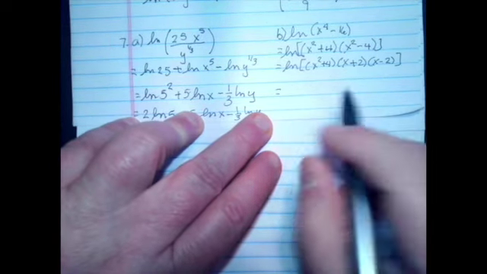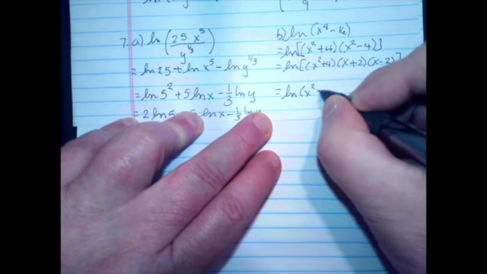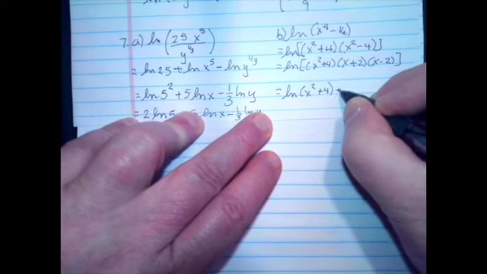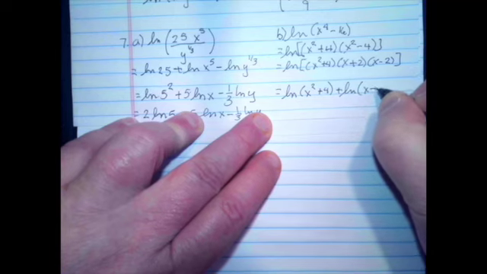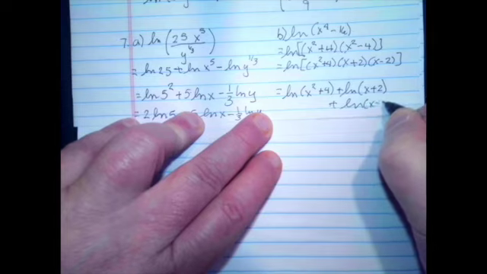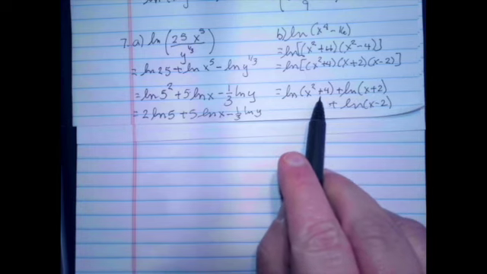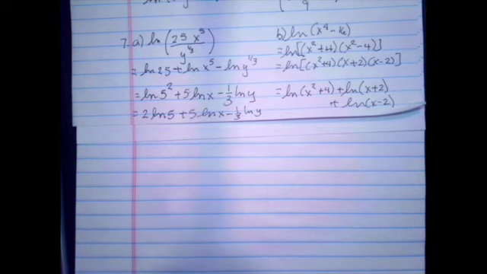Finally, we can use the rules of logarithms and write this as the natural log of x squared plus 4 plus the natural log of x plus 2 plus the natural log of x minus 2. I think this answer is maybe different from the one that I gave you in the solutions. I think I have a minus there when there should be a plus.